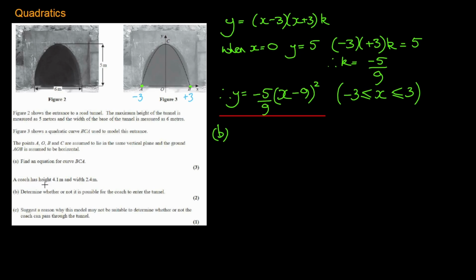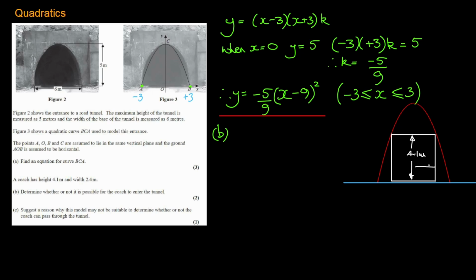We're asked whether a coach of height 4.1 metres and a width of 2.4 will fit into the tunnel. So let's draw a diagram of the problem. So there's a fairly crude diagram of the coach. So this is 4.1 metres and the width is 2.4. So if the width is 2.4, this is -1.2 and this is +1.2, either side of our 0 point, which is here.